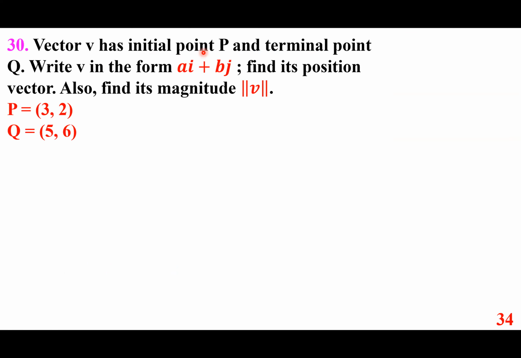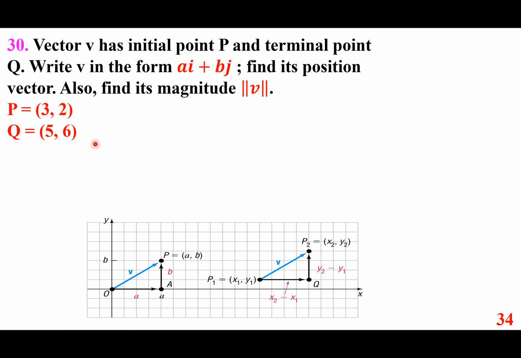Vector V has initial point P and terminal point Q. Write it in the form ai plus bj. Find its position vector. Also find its magnitude. P is given as 3, 2. Q is given as 5, 6. So let's remind everybody of a few things.